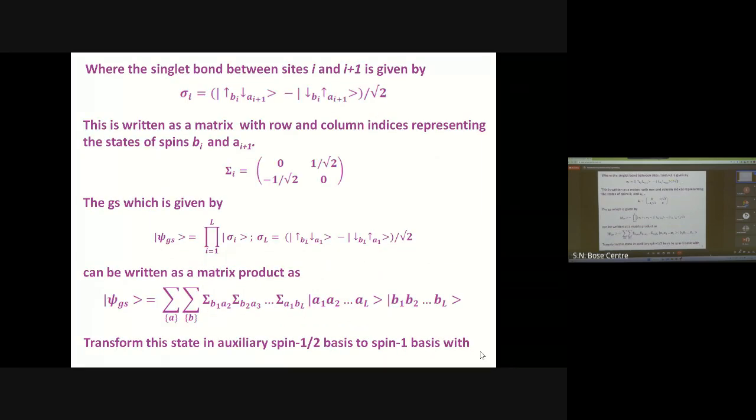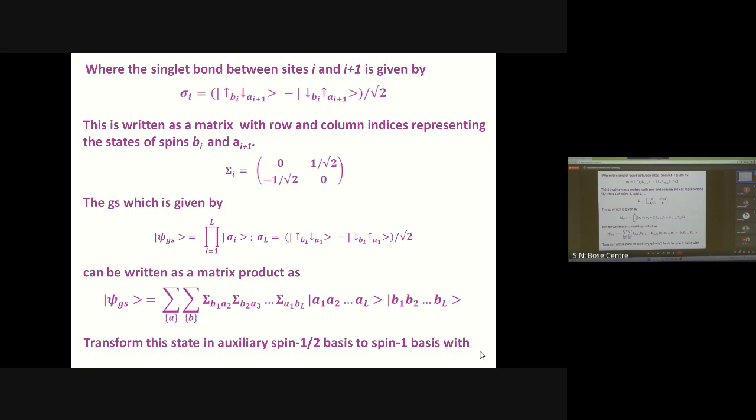So I have the ith singlet between spin Bi on site i and spin Ai+1 on site i+1, and the singlet is always written in this fashion. In this basis, I can write down the matrix sigma i as 0, 1 by root 2, minus 1 by root 2, 0, where the row represents the spin of B and the column represents the spin of A. And you can have a direct product of these matrices because the ground state is nothing but a direct product of all these singlets.